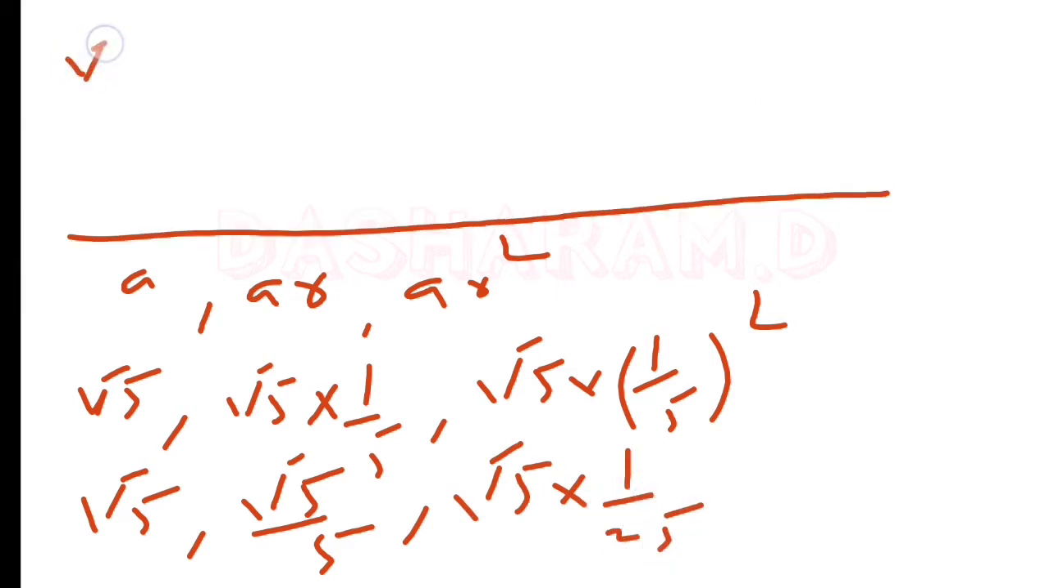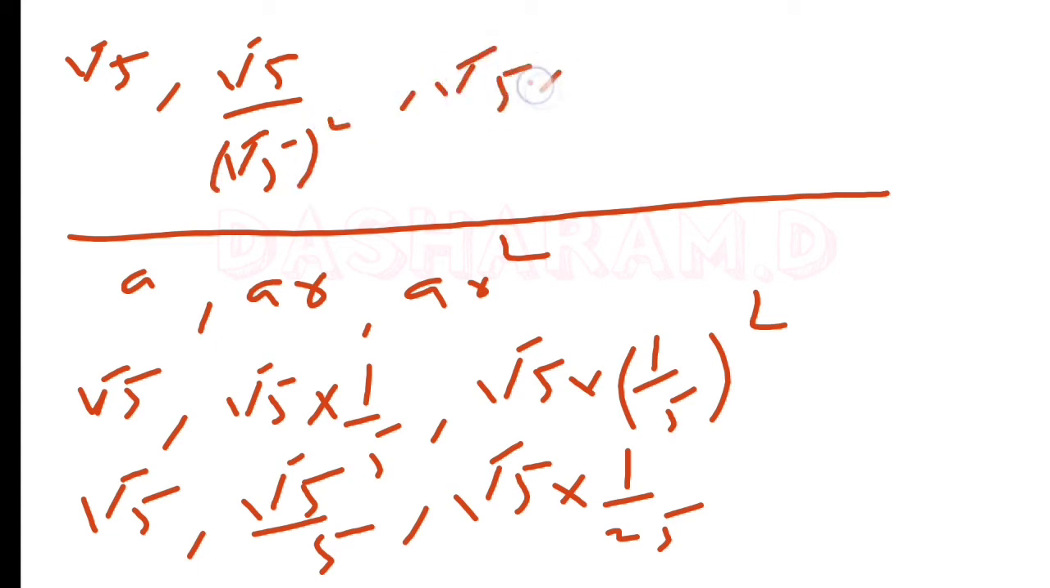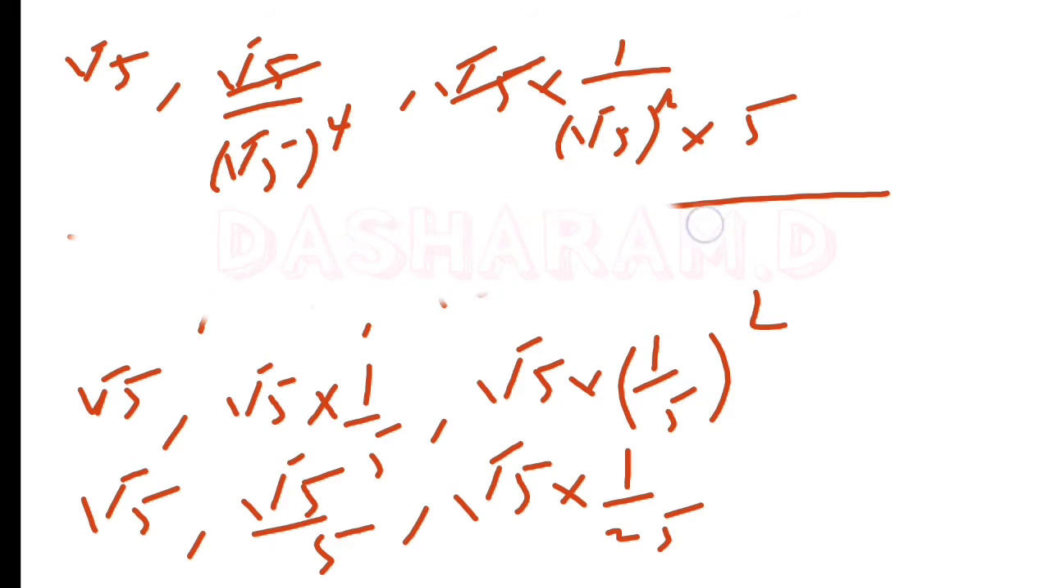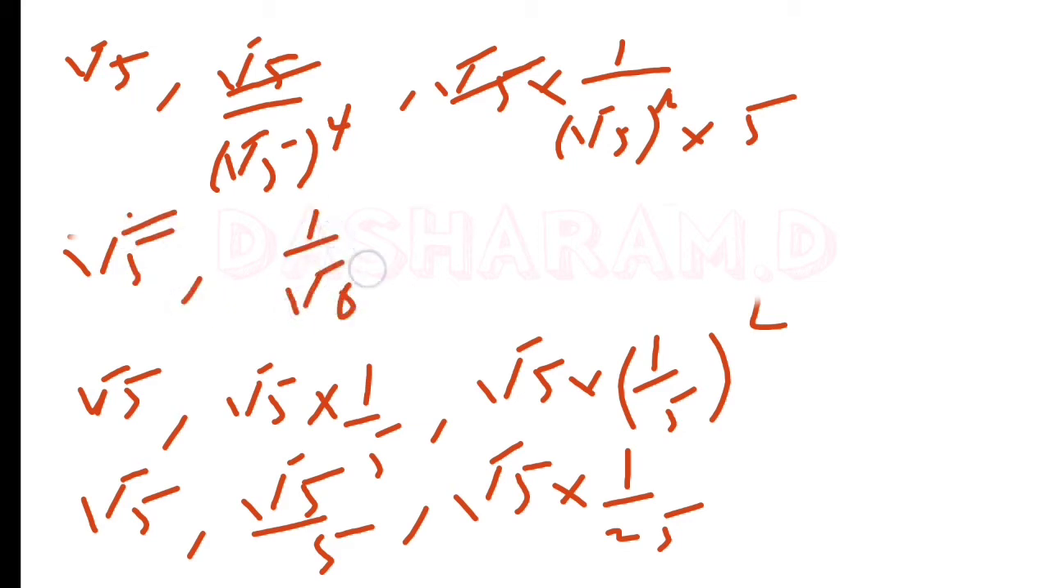So here we can simplify further. Root 5 by 5 I am writing as root 5 whole square comma, root 5 into 1 by 25 can be written as root 5 whole square into 5. Now here square root cancels, here square root cancels. So what is the final answer? Root 5 comma 1 by root 5 comma 1 by 5 root 5.